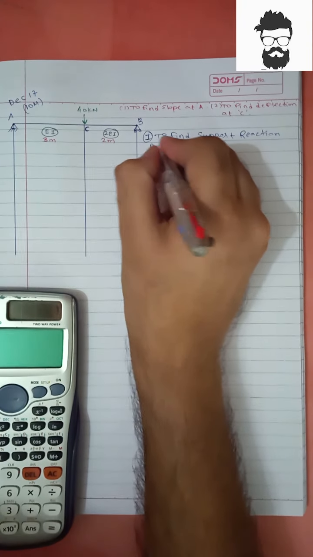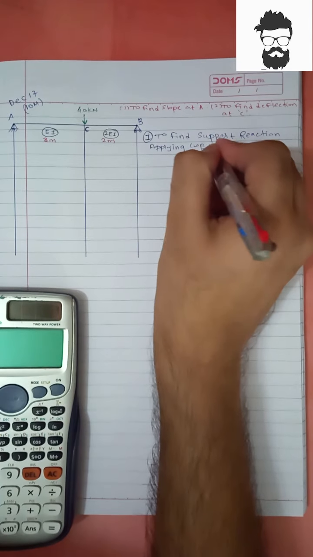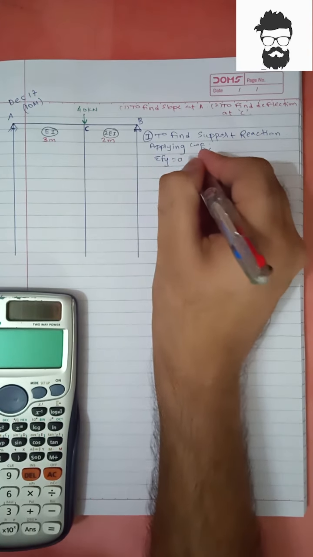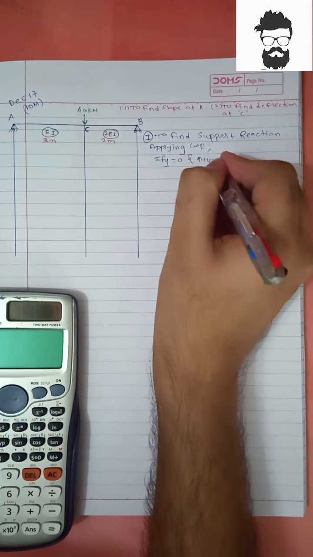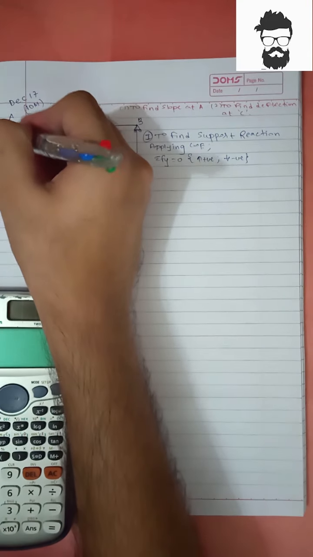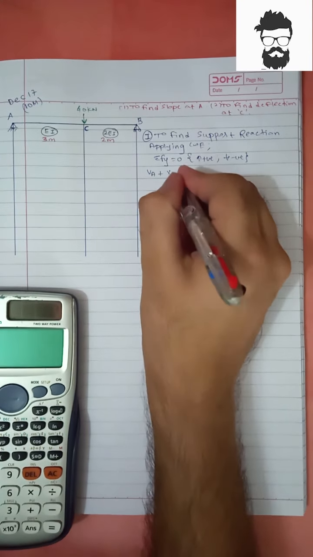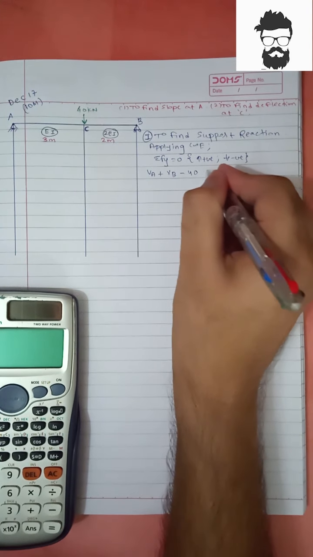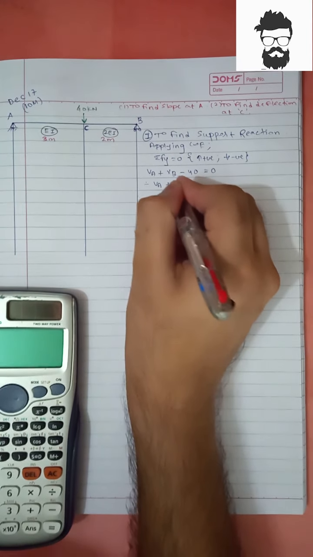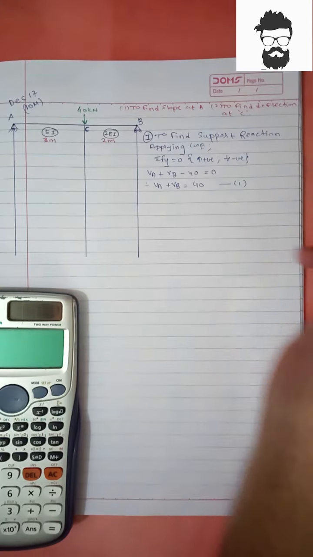So by applying the conditions of equilibrium, summation of Fy equals 0, upward arrow is taken positive, downward arrow is taken negative. So VA is upward, plus VA, VB is upward, plus VB, minus 40 equals 0. Therefore VA plus VB equals 40. This is our equation number 1.